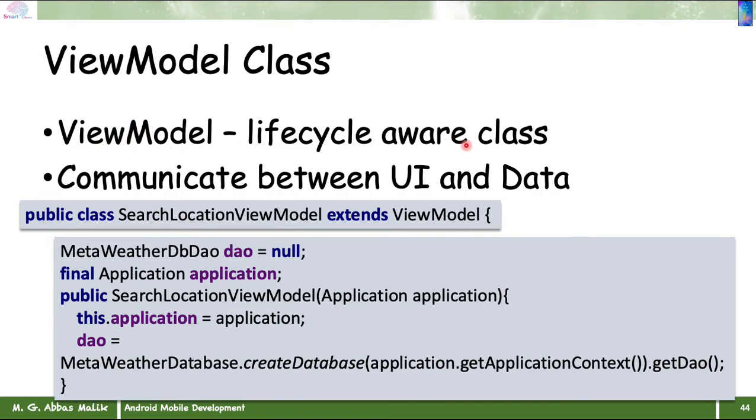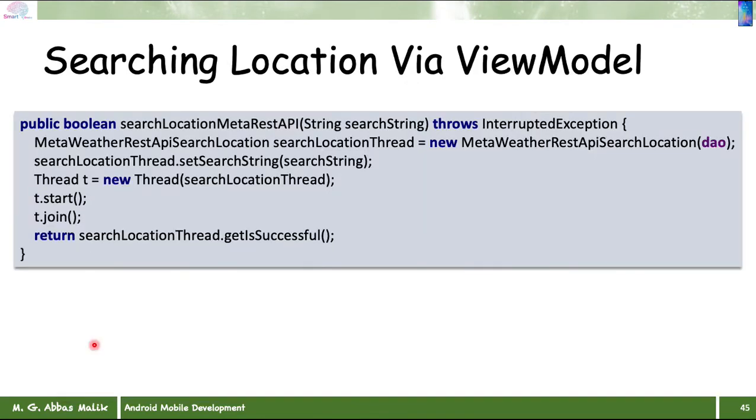So we have a view model, a lifecycle-aware class that communicates between the UI and the data. I'm creating a specific class which extends the view model, and in it we have the meta DAO equal to null, and a final application. Then we write a public constructor of this class, in which we provide the application, and it will create that specific DAO, create the database, and assign that DAO here so that we can use it.